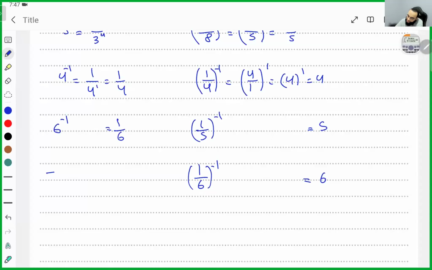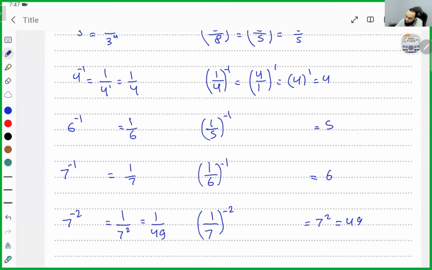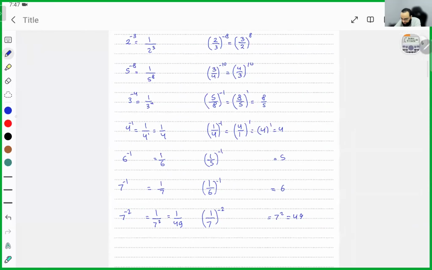If it is 7 power of negative 1, then it's 1 over 7. If it is 7 power of negative 2, it's 1 over 7 power of 2, which is 1 over 49. If it is 1 over 7 all power of negative 2, then it's 7 power of 2, which is 49. You got the difference? Yes.